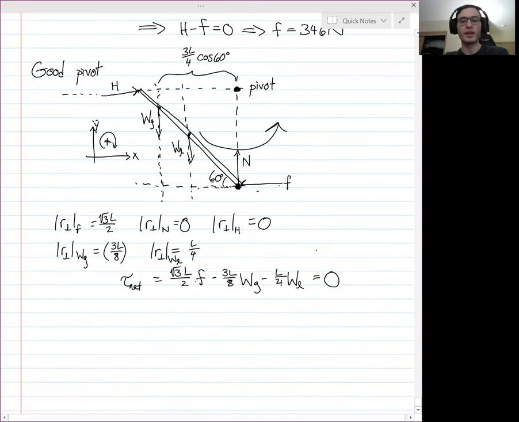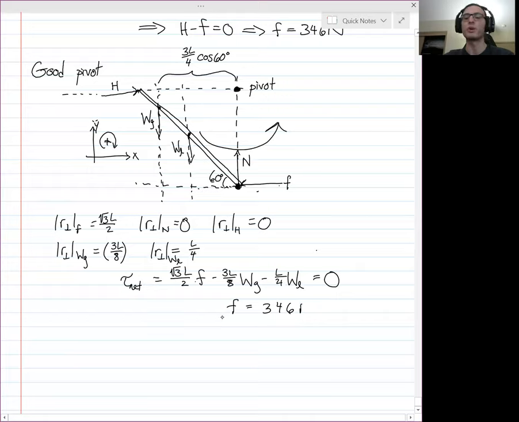And you'll note that this is one equation, one variable that we can solve for. So we don't actually need to find out what H is at all. We don't need the other equations to solve for that. So at this point, we just solve this equation. We don't worry about the forces, and you just compute, and you get that F is equal to 346 newtons, just as before.